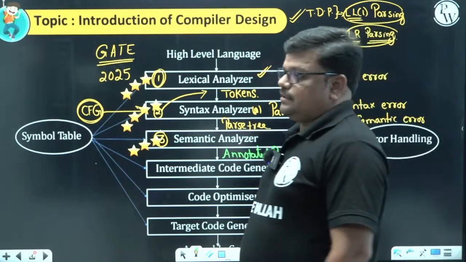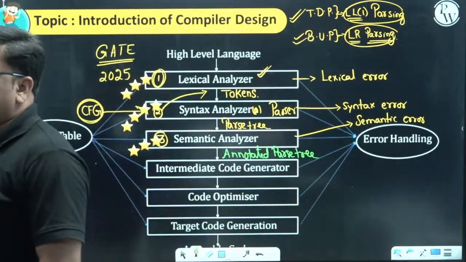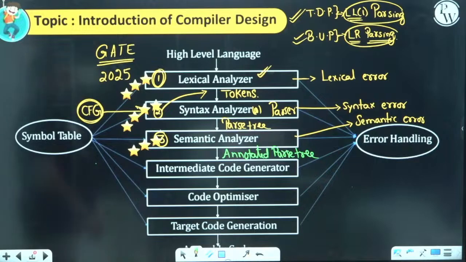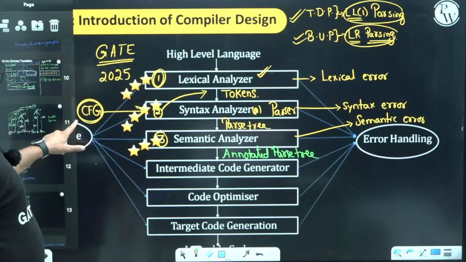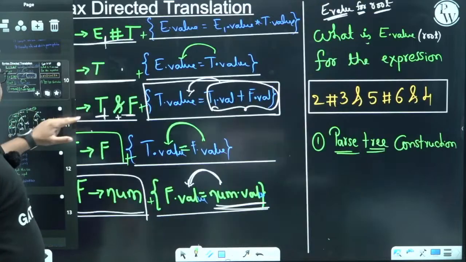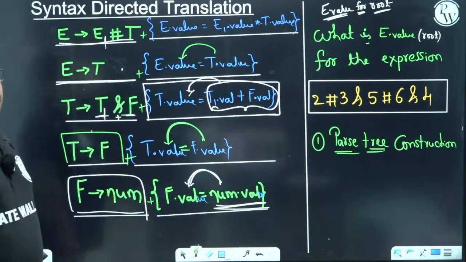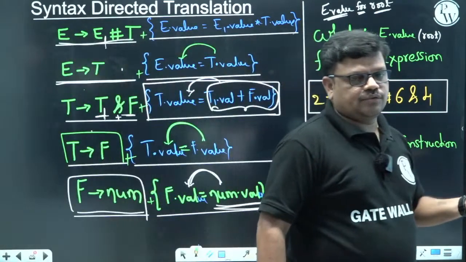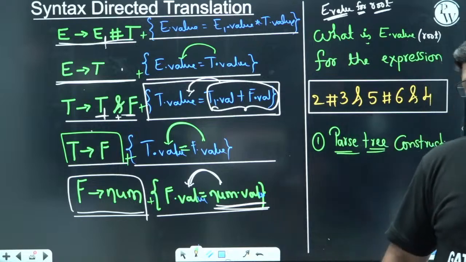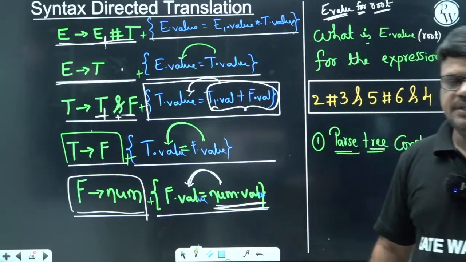So the inputs and outputs of the semantic analyzer: input is the parse tree, output is the annotated parse tree. Okay, like this. So rules are given already. Whenever the rules are given, SDT, syntax directed translation, is nothing but our context free grammar. In that, for the given productions, associated semantic rules are there, that's all. There is nothing new here.